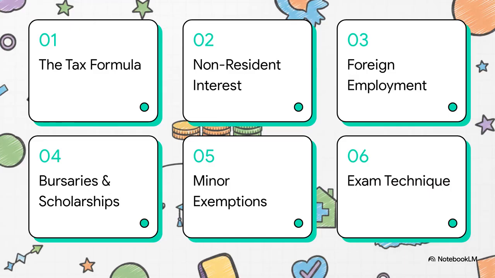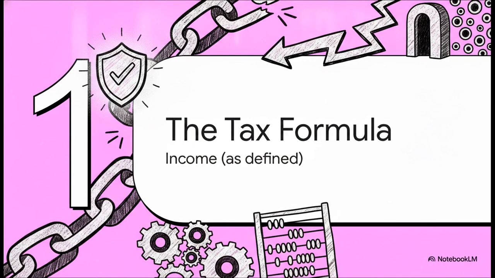We've got a pretty packed syllabus to get through today. We'll kick things off with a fundamental tax formula, then cascade through some high-yield topics like non-resident interest, foreign employment, and bursaries. After that, we'll hit those minor exemptions and wrap the whole thing up with a critical breakdown of exam technique. All right, Section 1.